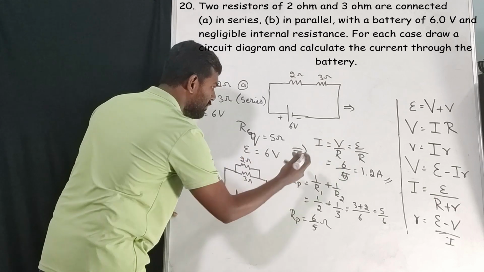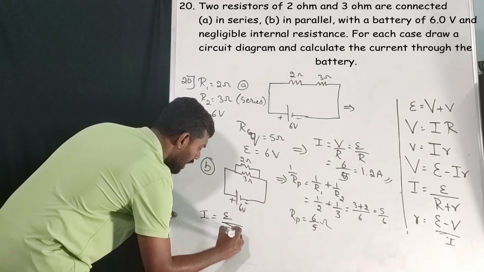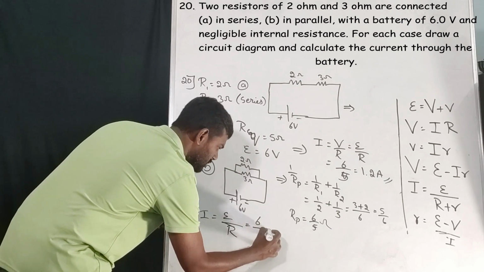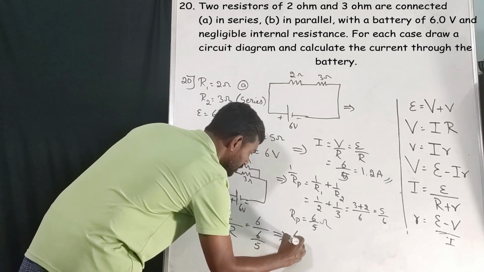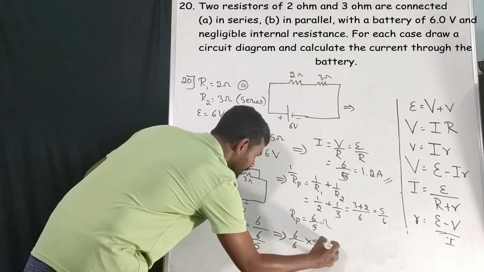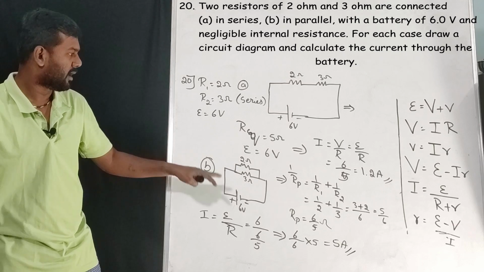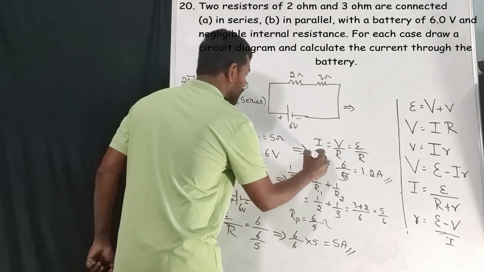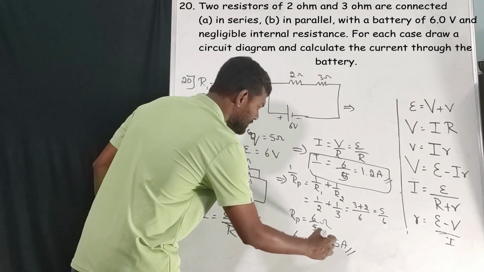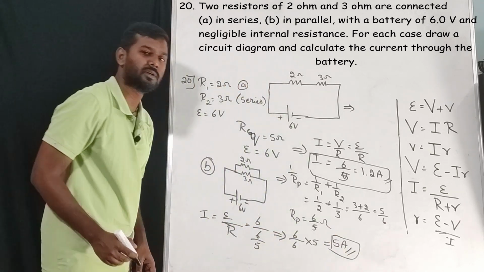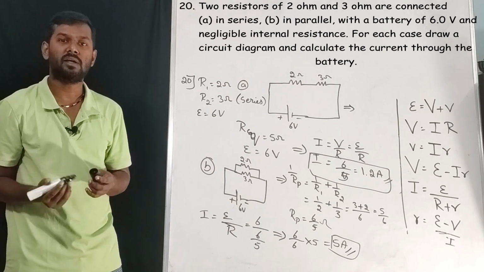Current is equal to, the same method, the same formula we are going to use. I is equal to E by R. E is 6 volts and R is 6 by 5. This will be equal to 6 by 6 into 5. This is nothing but 5 amperes. That's it. See, current in the first case is 1.2 amperes. In the second case, it is 5 amperes. Write down in the form of a sentence, you will get a good impression while writing the exam.